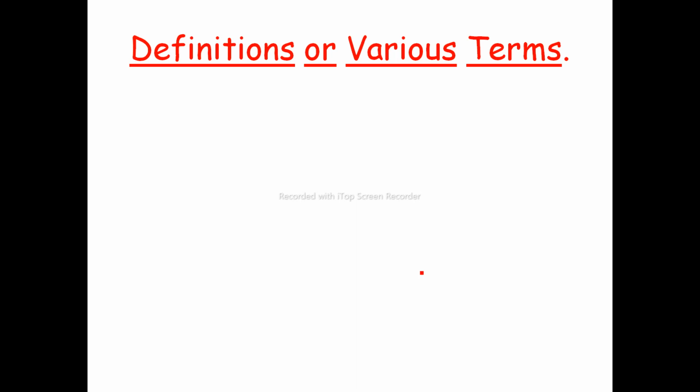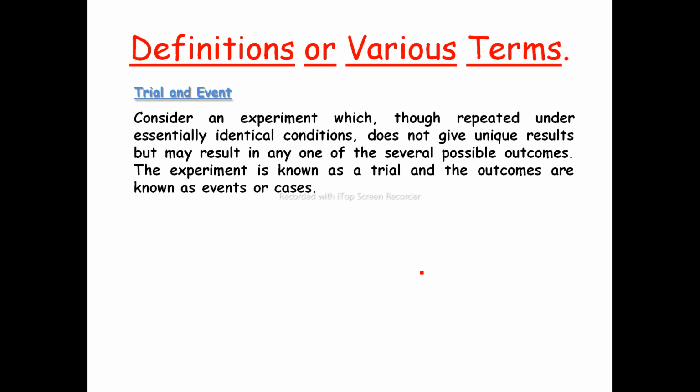So next we'll check out a few definitions of various terminologies that we will come across in probability. The very first thing is trial and event. Consider an event which, though repeated under essentially identical conditions, does not give unique results but may result in any one of several possible outcomes. The experiment is known as a trial and the outcomes are known as events or cases.